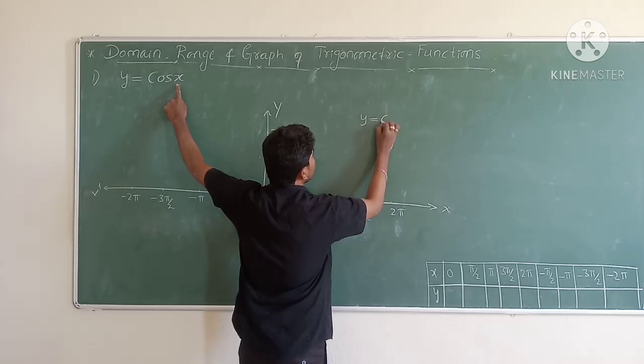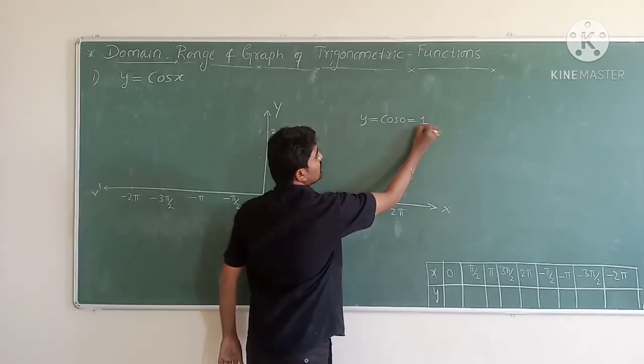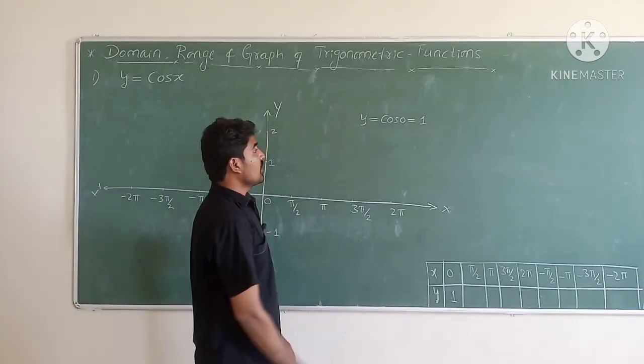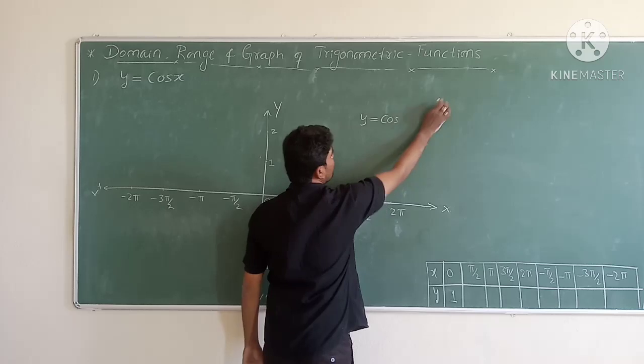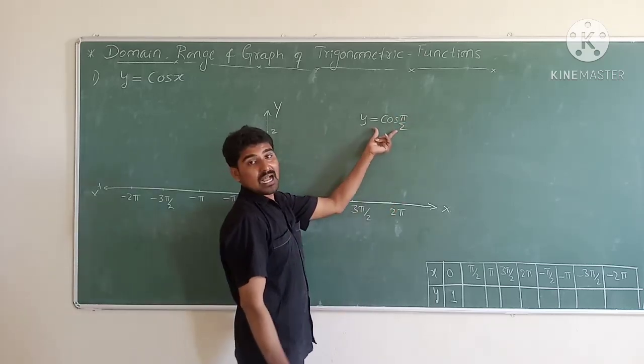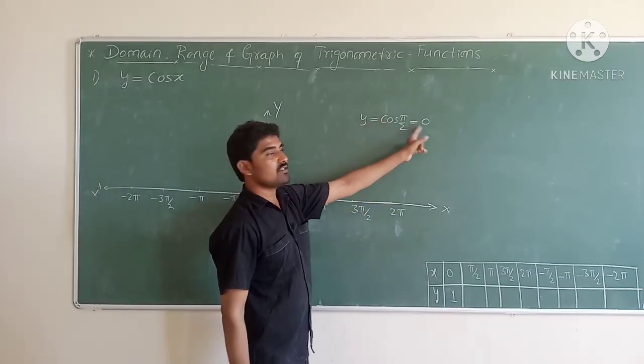We know that the value of cos 0 is 1. Therefore when x is equal to 0, y is equal to 1. Now when x is equal to pi by 2, the value of y is equal to cos pi by 2, and we know that cos pi by 2 is equal to 0. Pi by 2 is 90 degrees, and the value of cos 90 is 0.